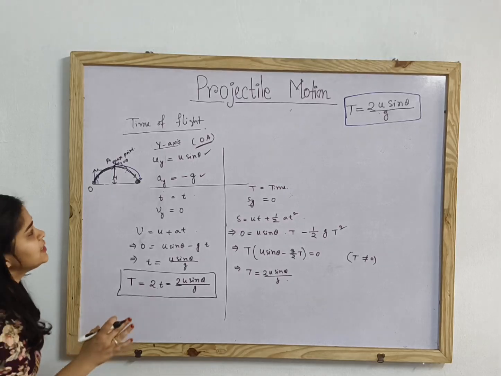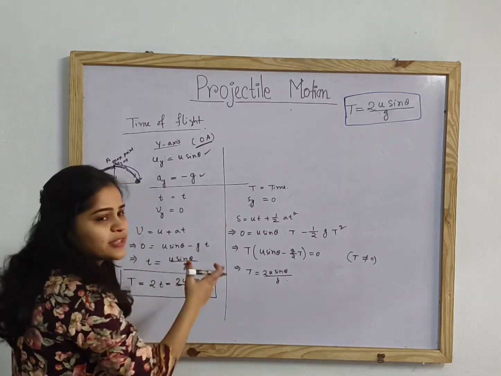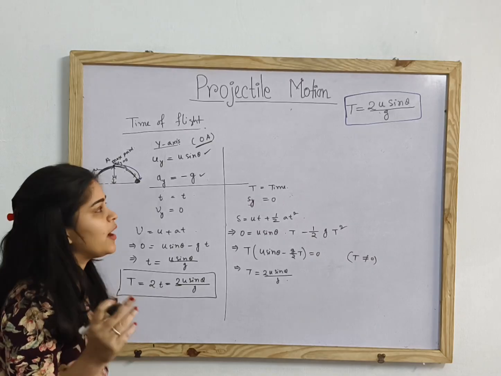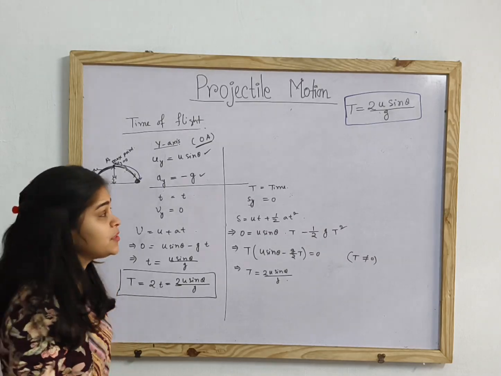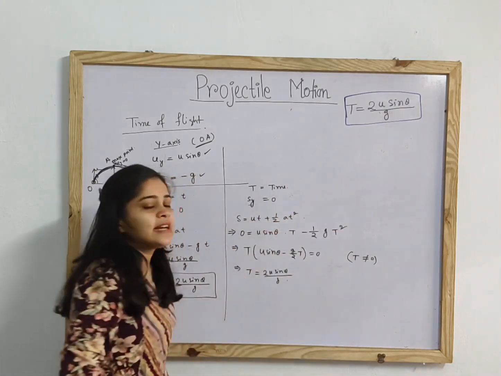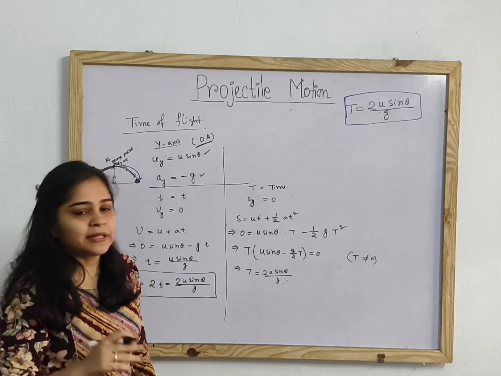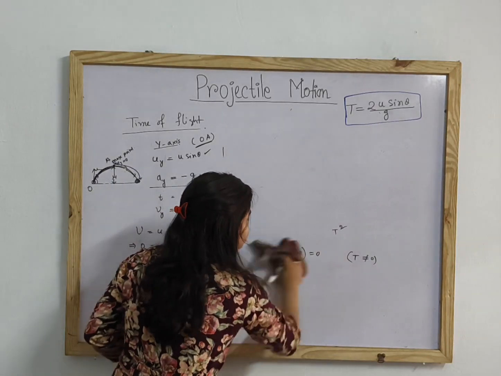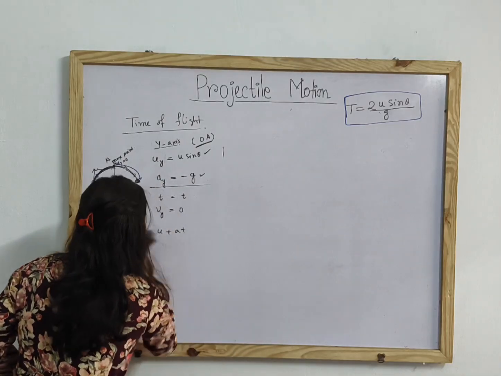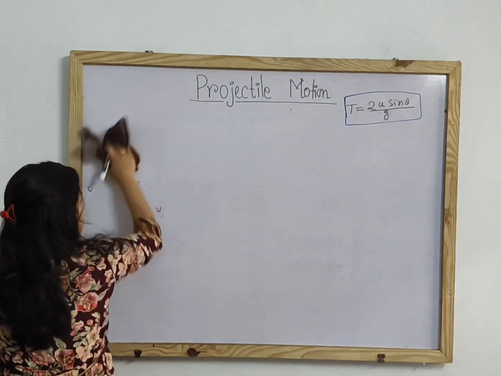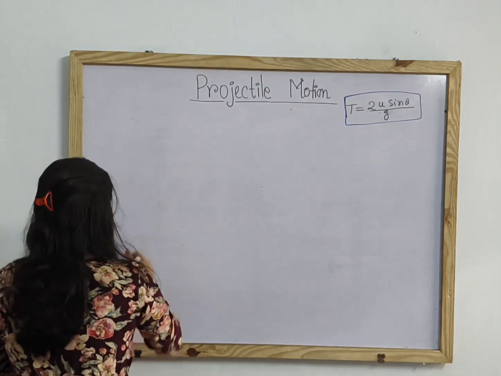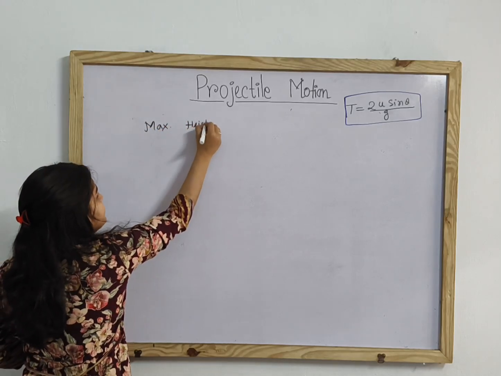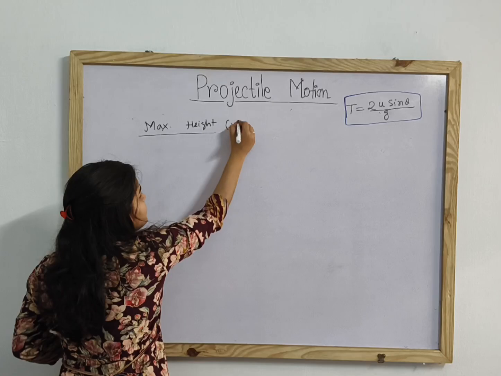So these are the two methods. You can use any one of them in your exam, and especially for solving numerical problems, you have to remember this point. That means T is equal to 2u sine theta by g. This is the time of flight. The next thing which we have to discuss is the maximum height. So what is the maximum height? Now we are going to discuss that. The maximum height attained by the projectile. So which one is your maximum height?